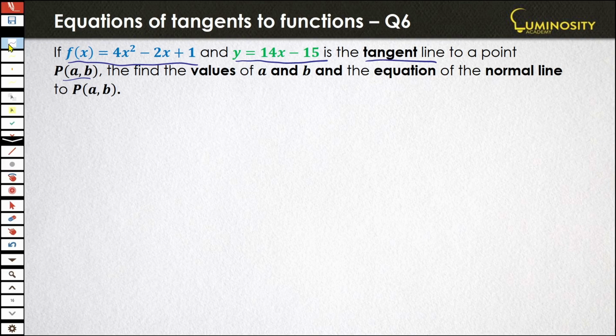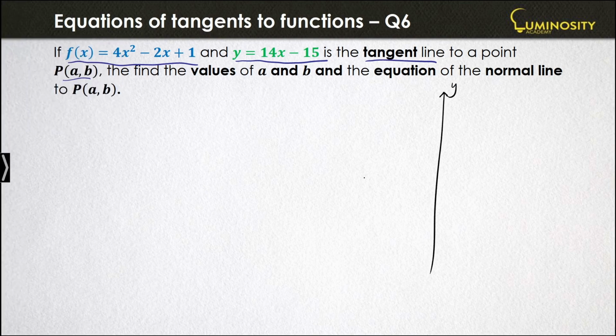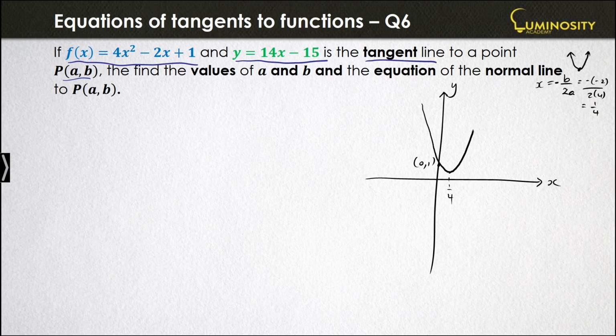So let's get an interpretation of what's actually happening in this question. That function we can actually draw pretty well with good accuracy because it's a quadratic function. I know the y-intercept is at (0, 1). Because the coefficient is positive 4, it's going to have a smiley shape with a minimum turning point. And that turning point is x equals negative b over 2a, so it's going to be negative negative 2 over 2 times 4, so that's positive a quarter. So at x equals a quarter, it's going to have its minimum value. So the graph will look something like this. Okay, that is the function f.